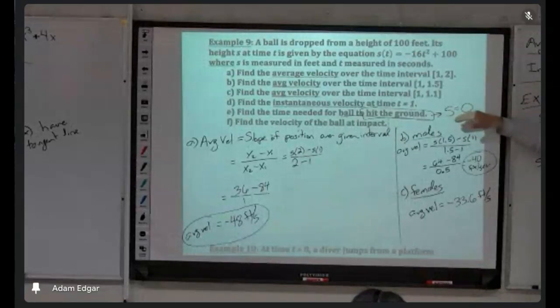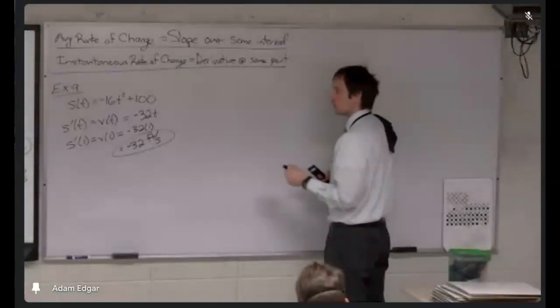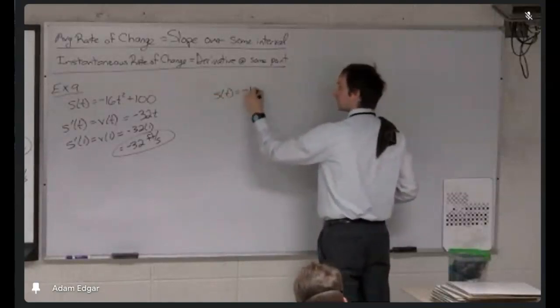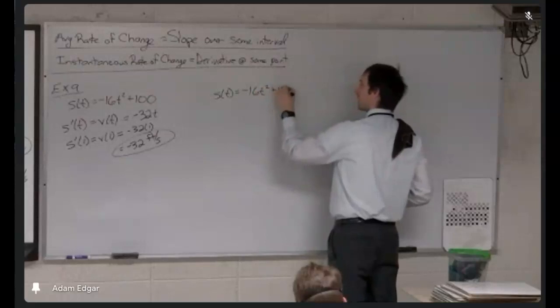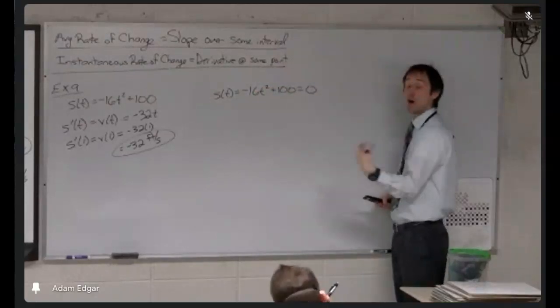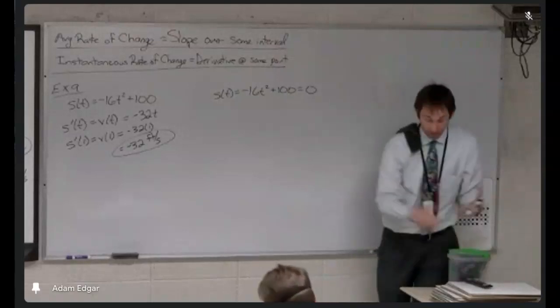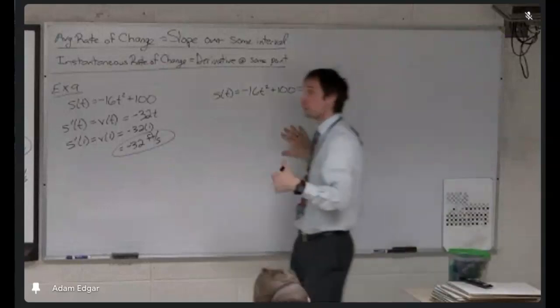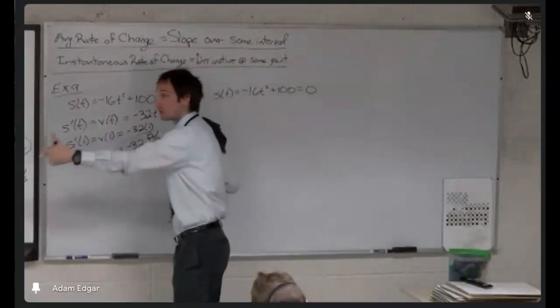So if the ball is going to hit the ground, and we want to know when does that happen, we want the height S to equal 0. So we would take the position function and set it equal to 0 and solve for time. And that'll be how long it takes for the ball to hit the ground. Basically, how long is it in the air? Now, once you know that time, if you want to know the velocity at impact, what do you do with that time?